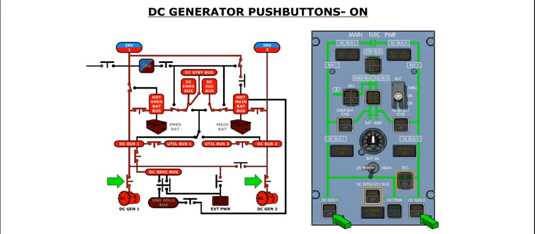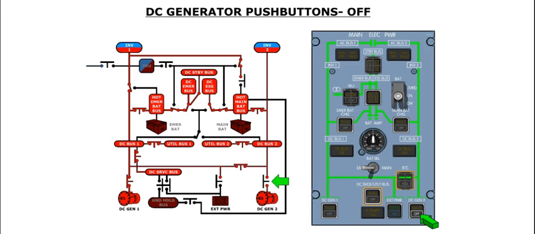The DC generators are controlled by two push buttons labeled DC Generator 1 and DC Generator 2. When the push button is pressed in, the associated generator will be energized, and the associated generator contactor will close, provided the GCU determines that the generator output is within limits.